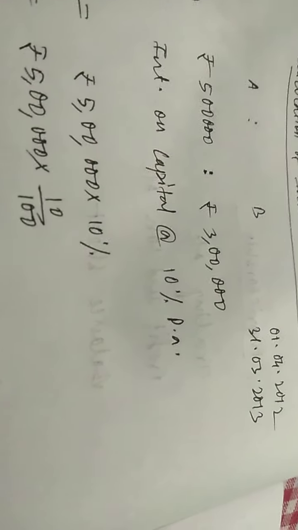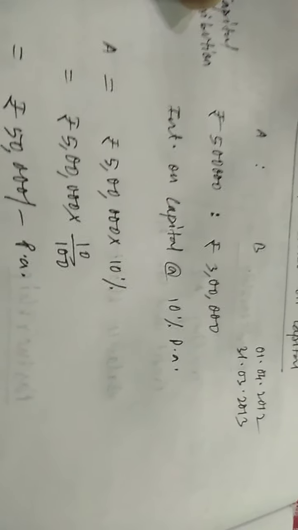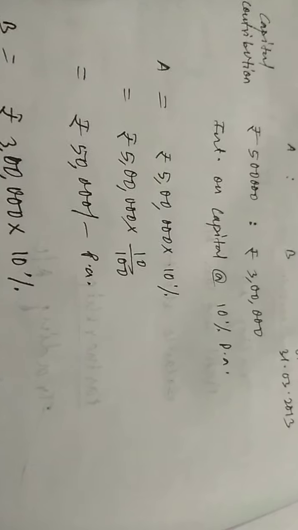If for any accounting year, for example in this case 1st April 2012 to 31st March 2013, there are two partners A and B, and the capital contribution is rupees 5 lakh for A and 3 lakh for B, and according to their partnership deed, interest on capital is to be allowed at the rate of 10% per annum, then how do you find it? A's capital is 5 lakh and the rate is 10%, so 5 lakh into 10 by 100 will provide us rupees 50,000 per annum.